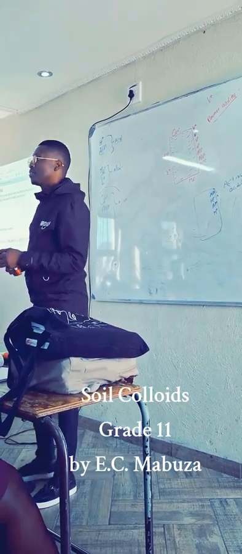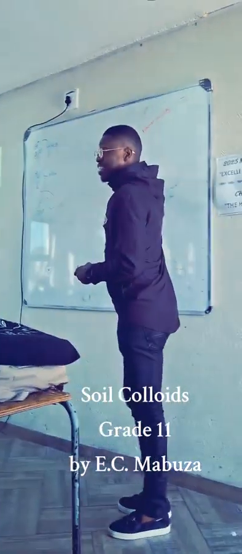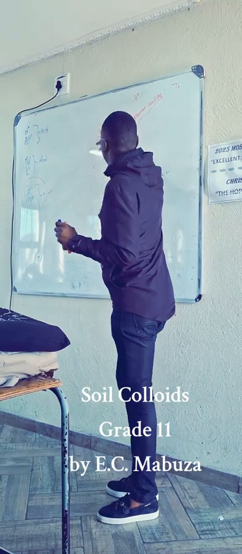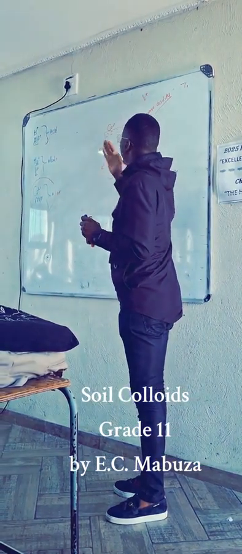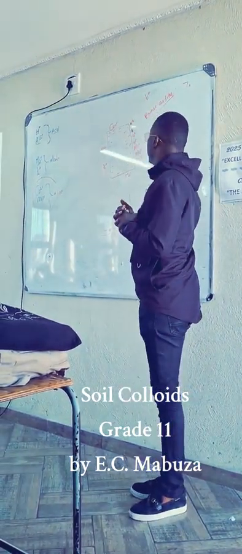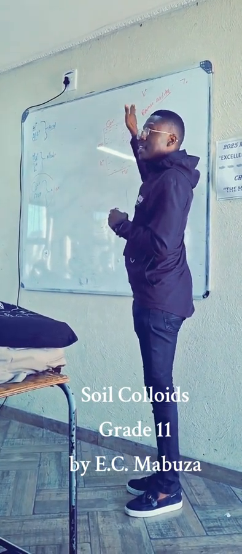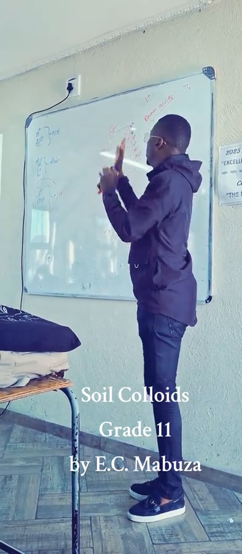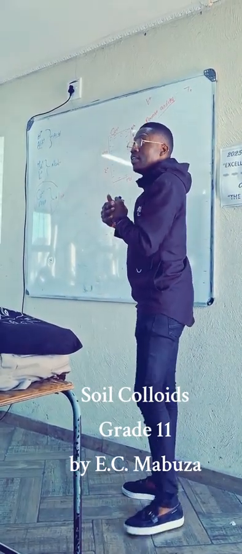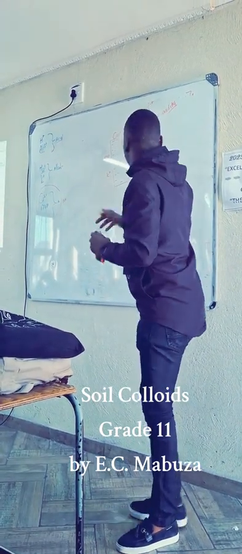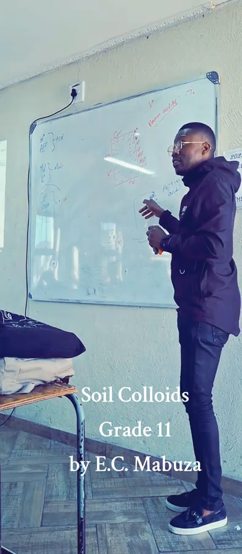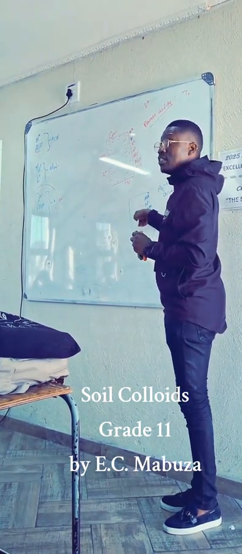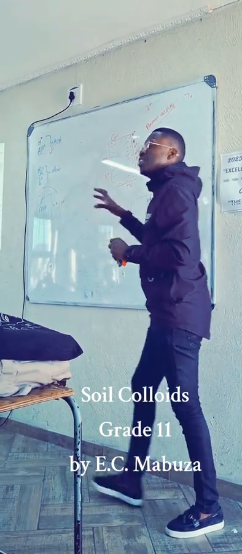Reserve acidity, and I said it, is the result of cation adsorption. How do we justify that this one is reserve acidity? The aluminium and hydrogen cations are bound or attached to the surface of what? The particle. But the active one, are they attached? No. They're now what? Inside.